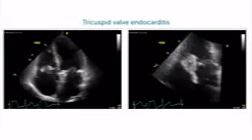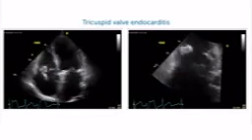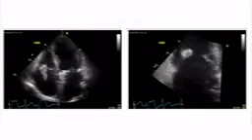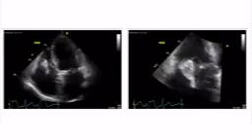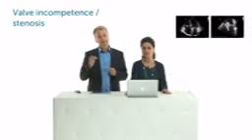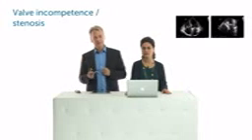And here's another example of a patient with tricuspid valve endocarditis. Look how large the vegetation is here. And again, the valve is probably destructed, causing severe regurgitation. This is a general finding in endocarditis because endocarditis disintegrates the valves, destructs valve tissue, and therefore leads to incompetence. Sometimes also stenosis, especially in prosthetic valves, but mainly the problem is incompetence.